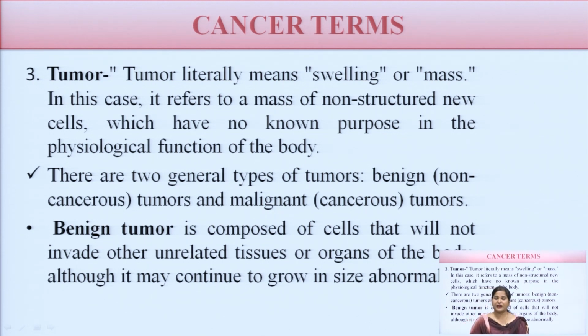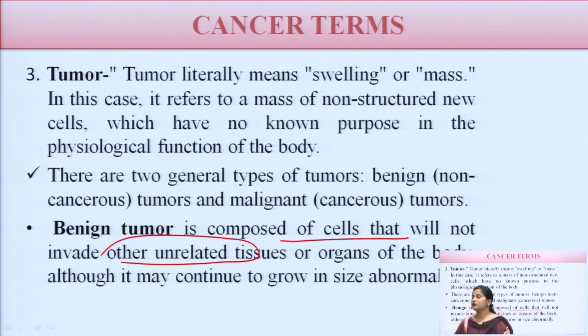Now, a benign tumor is composed of cells that do not invade unrelated tissues or organs of the body, although it might continue to grow beyond normal size. A benign tumor is composed of cells that will not invade other related tissues, meaning other parts of the tissues, right. A benign tumor always stays at its origin. It can't shift to another organ, right. It just continuously grows in that particular area.